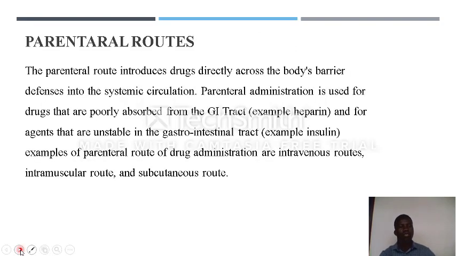Now, the parenteral route. The parenteral route introduces drugs directly across the body's barrier defenses into the systemic circulation. So parenteral administration is used for drugs that are poorly absorbed from the GIT and for agents that are unstable in the gastrointestinal tract. Examples of parenteral routes of drug administration are the intravenous route, intramuscular route, and subcutaneous route.